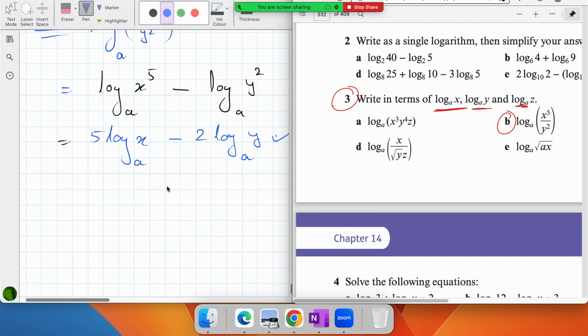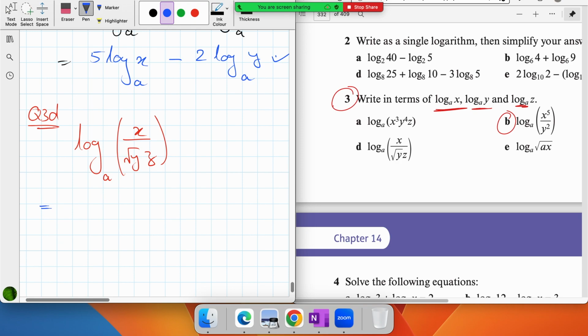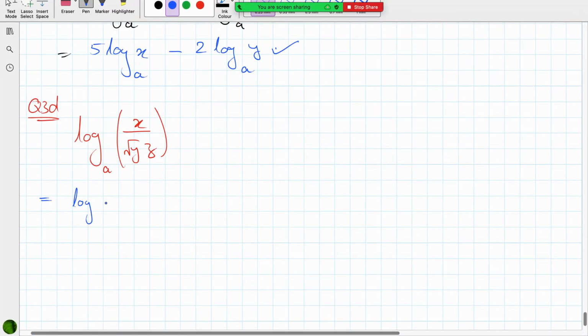Let's try this D part also. This is log of x divided by square root y and z to base a. Now we have two things in division, so there will be two negative signs. Log of x to base a minus log of square root y to base a minus log of z to base a.